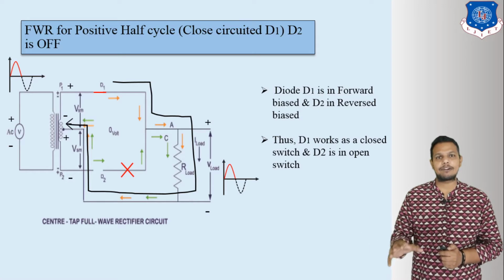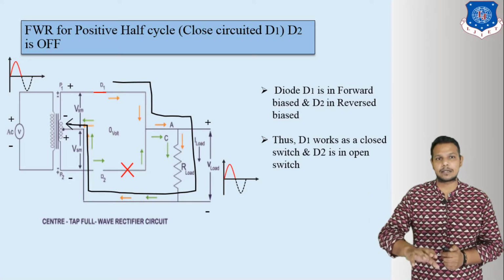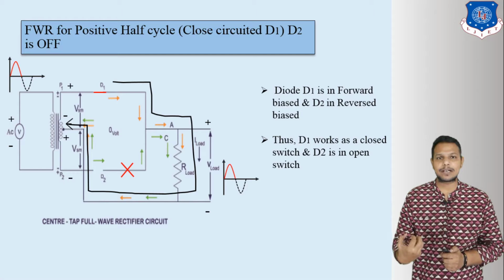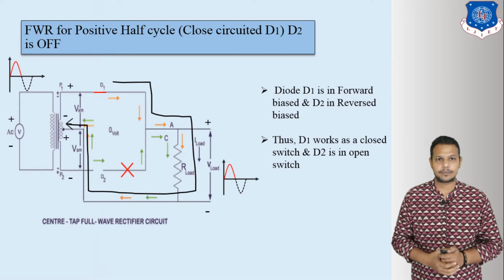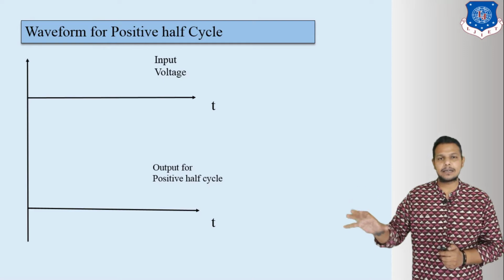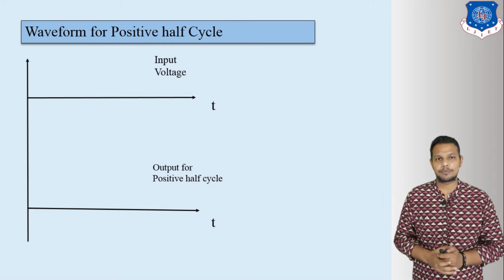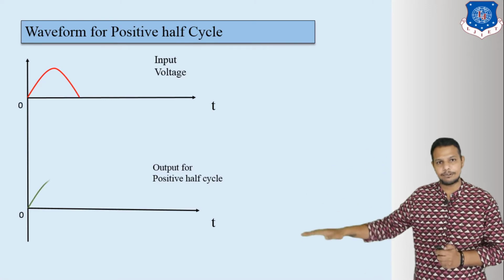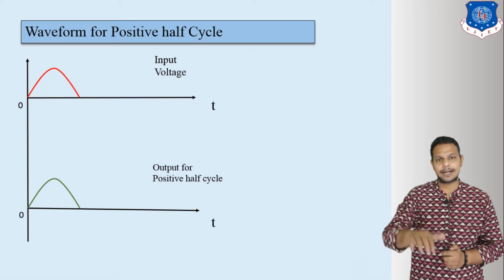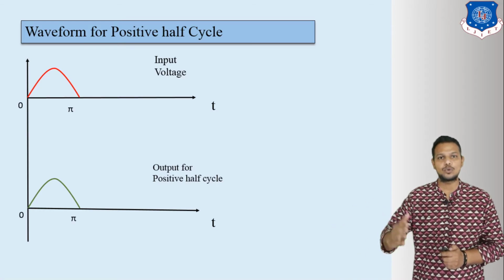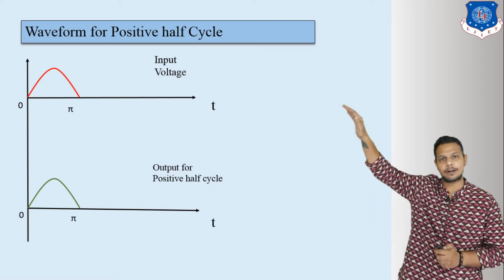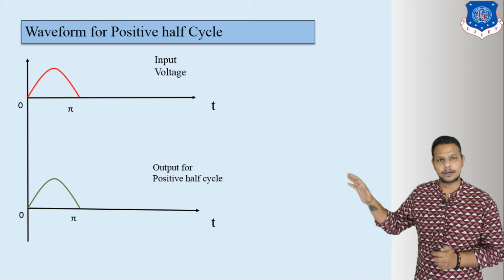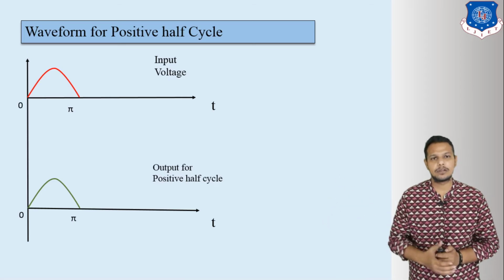So this is the full wave rectifier for positive half cycle, in which D1 becomes closed circuited and D2 becomes open circuited. Now, this is the positive half cycle waveform. If we apply a positive waveform here, then we will get a positive waveform at the output side. This is 0 to pi. The red color indicates the input voltage, and the green color indicates the output for the positive half cycle.